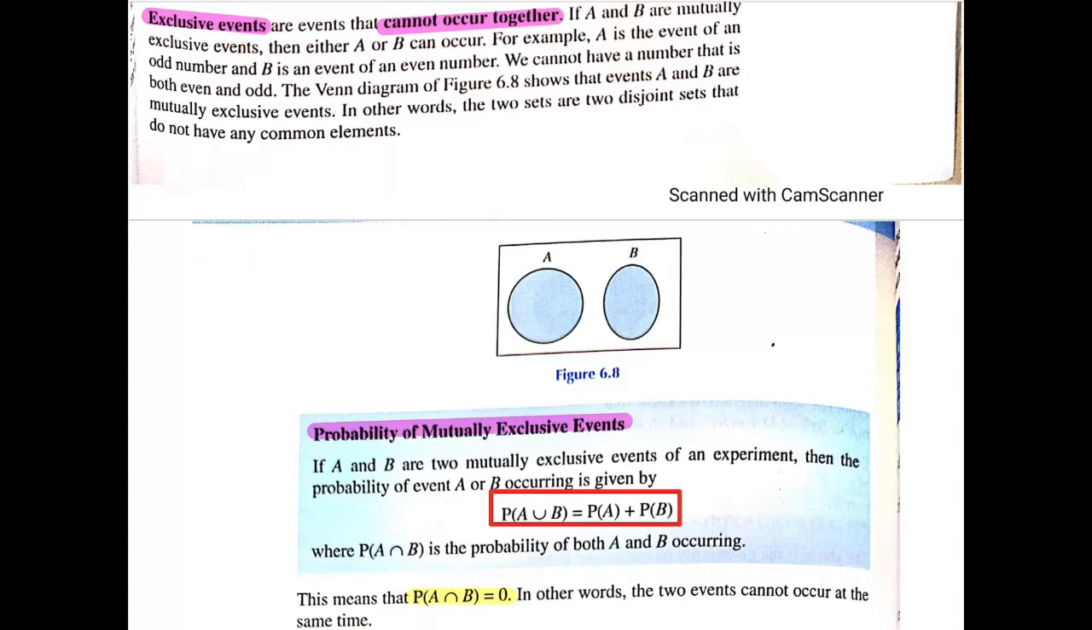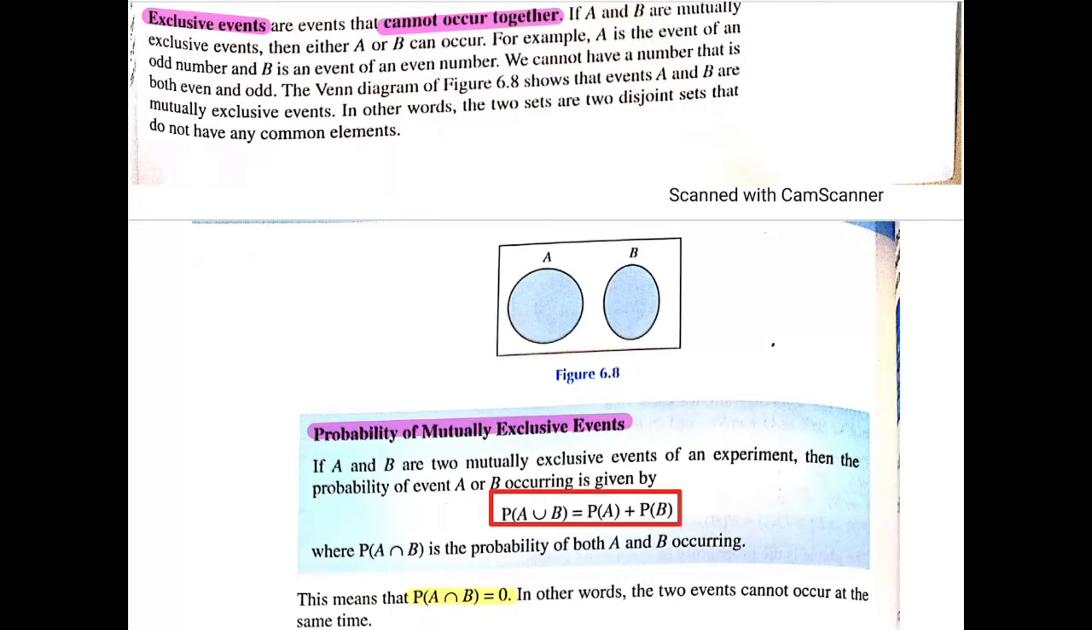Okay, so the meaning of exclusive events is where the events cannot occur together. So if A and B are mutually exclusive, you'll get a Venn diagram like this. In the Venn diagram of an exclusive event, the events A and B are drawn separately. They cannot occur together.